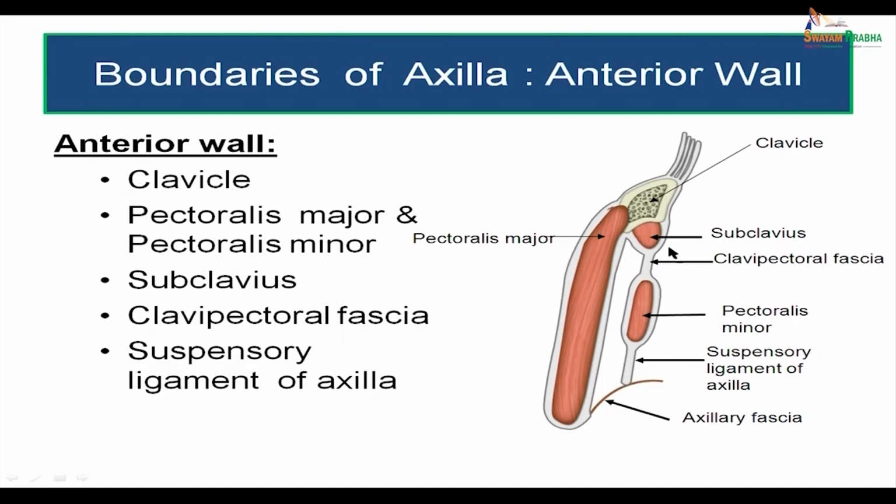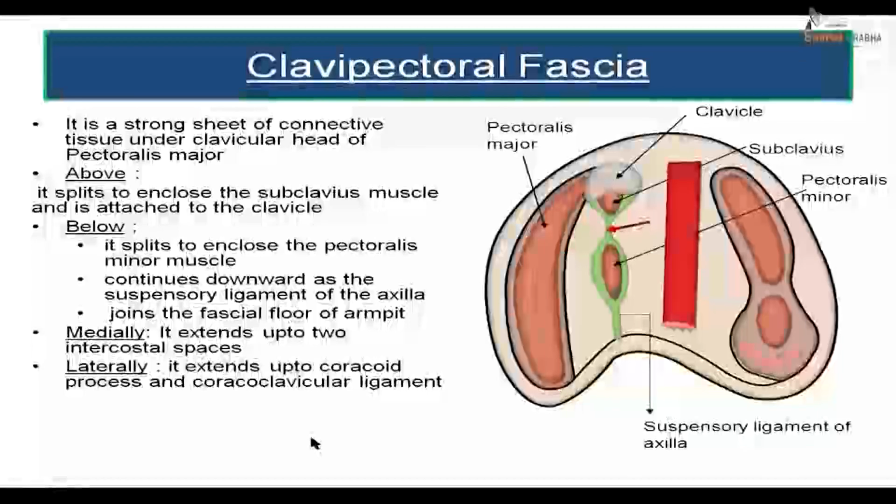All these form the anterior wall. Now we come to clavipectoral fascia. What is clavipectoral fascia? Clavipectoral fascia is the strong sheet of connective tissue just under the clavicular head of pectoralis major. We can see it starting from the under surface of the clavicle.